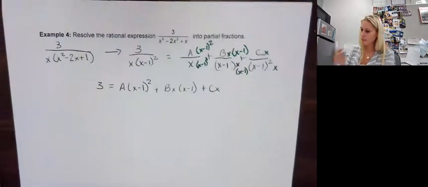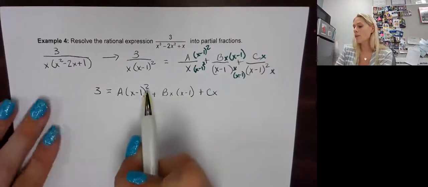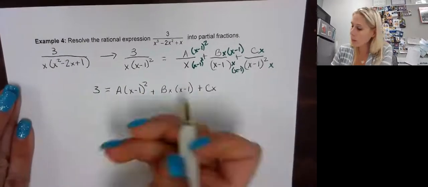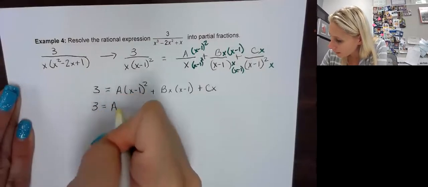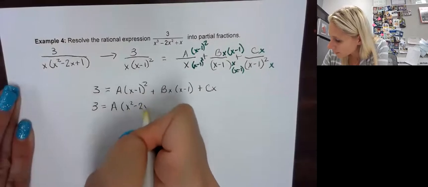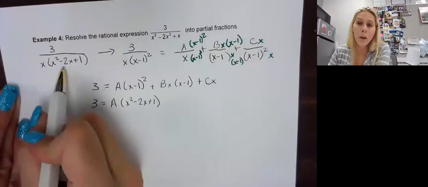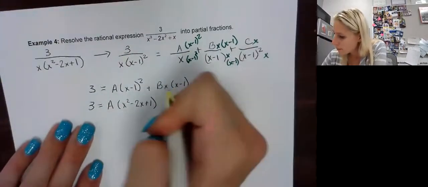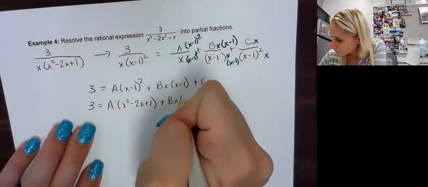All right. So unfortunately, in this case, we do have to multiply this out first before we multiply by A. So 3 equals A. Now we have x squared minus 2x plus 1. Okay, that I know by going back here. You can do your box method, you can do your FOIL, whatever you need, but that is where I got it from.